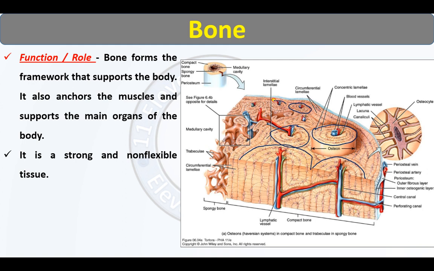One, second, third, fourth, you can see many such rounded units. Each such unit is known as osteon, and that osteon is made up of many cells which are known as osteocytes.